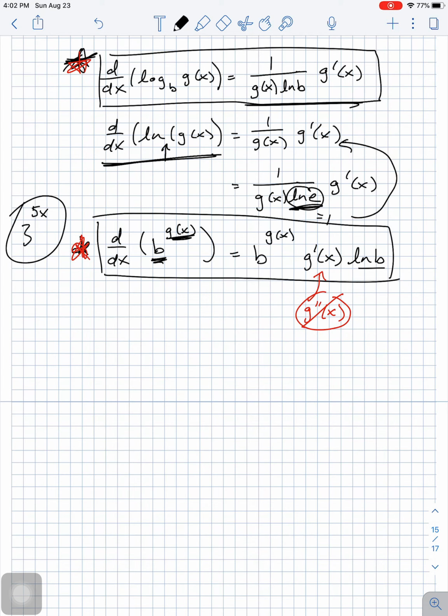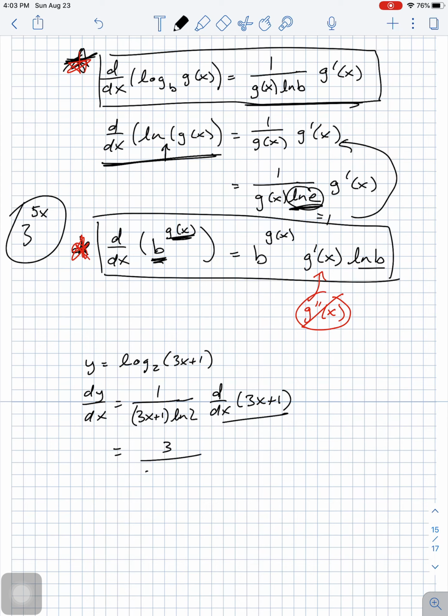Alrighty, let's do one of these. We'll do a simple one of both. Log base 2 of 3x plus 1. So this is a log base, so dy/dx is going to be 1 over the stuff times the natural log of the base times the derivative of the stuff. This derivative right here is just 3. So my answer is going to be 3 over (3x plus 1) natural log of 2. Okay, that's your answer.